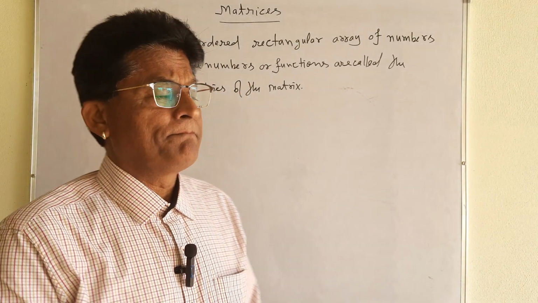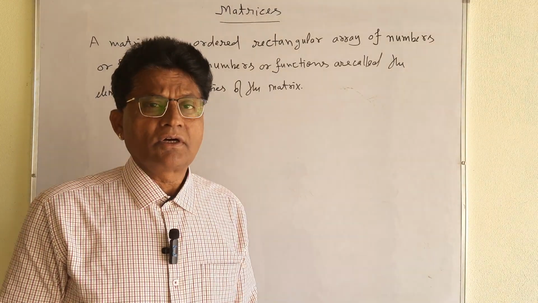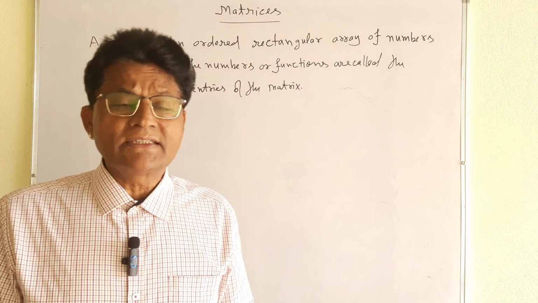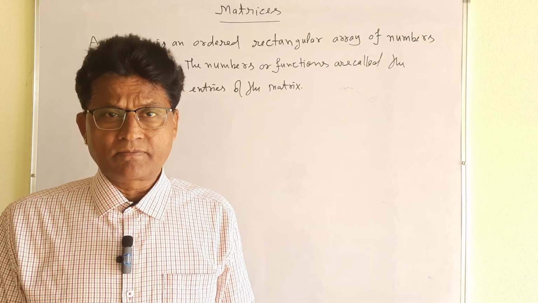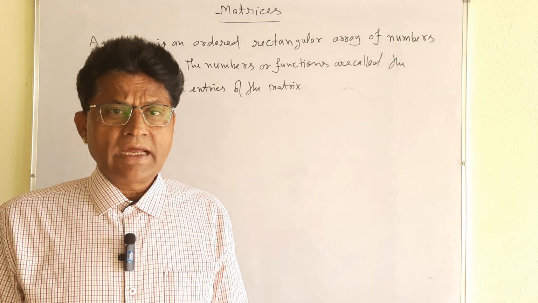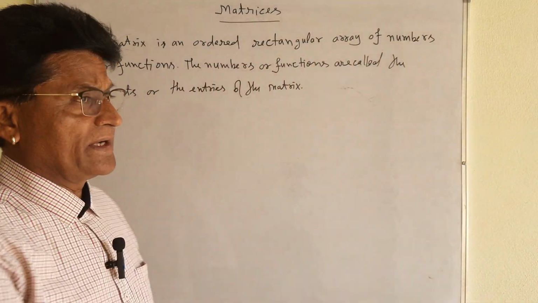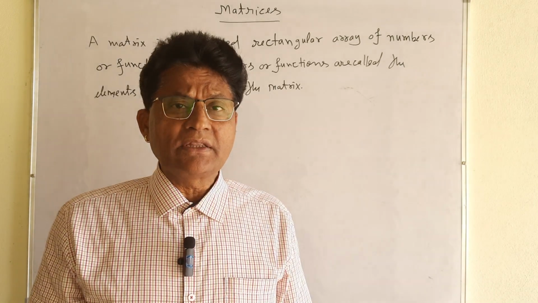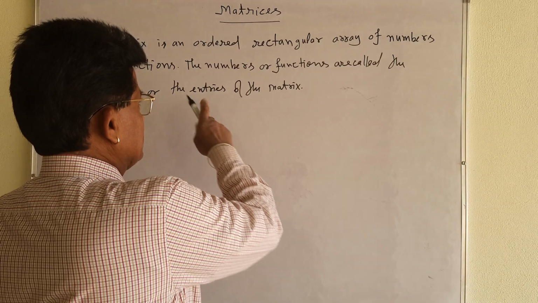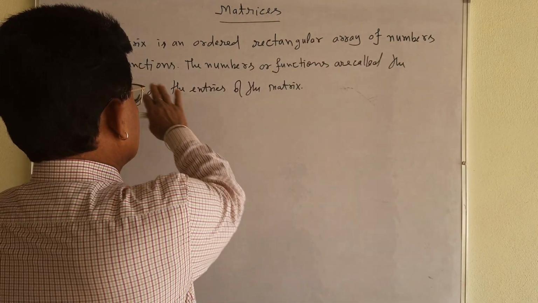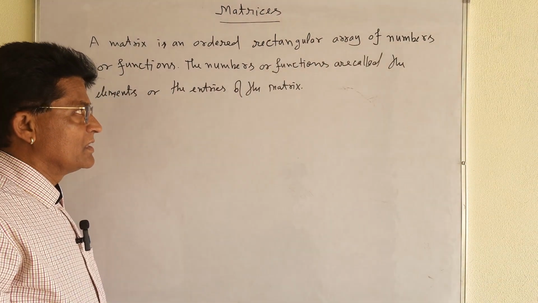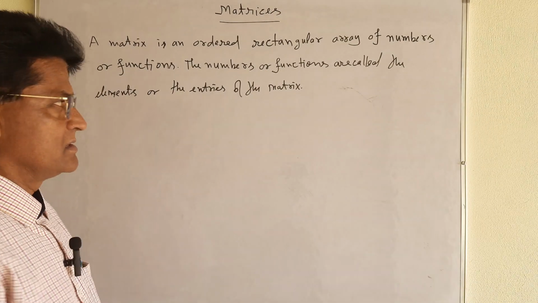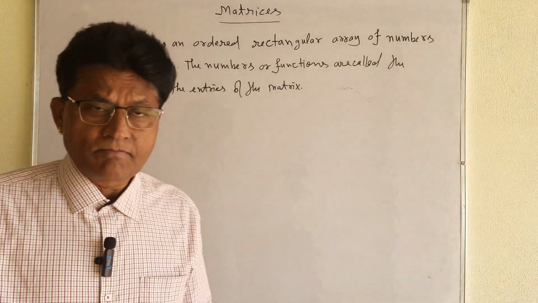Now let us start. My dear student, the definition of the matrix is that a matrix is an ordered, that is, a rectangular arrangement of the elements, members, and each member of the matrix is called an element. That may also be in the form of a function. A rectangular arrangement of numbers as well as functions. These numbers and functions are known as the elements of the matrices or the entries of the matrices.